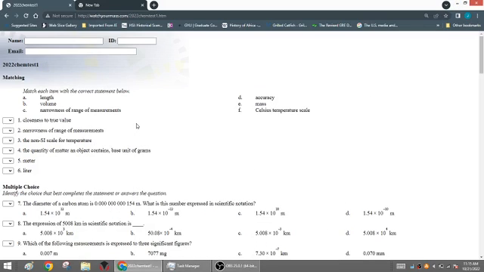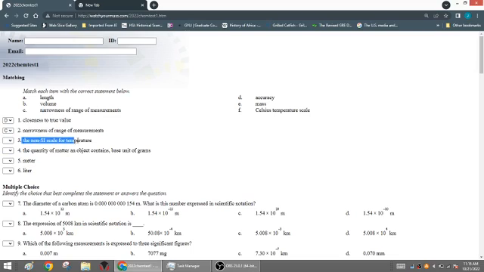Alright students, the first catch-up video that I'm going to walk you through is going over our first chemistry test. So, what are the meanings of these terms? Closeness to true value is accuracy. Let's say D there. Narrowness of range of measurements. That one was a mistake on the test, just a freebie, so go ahead and select C.